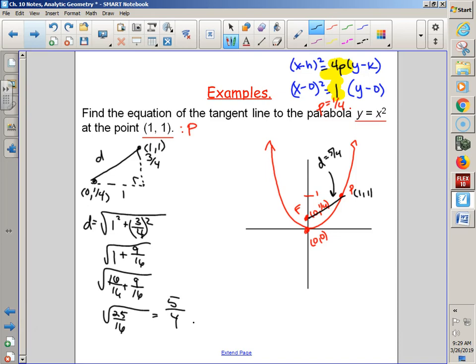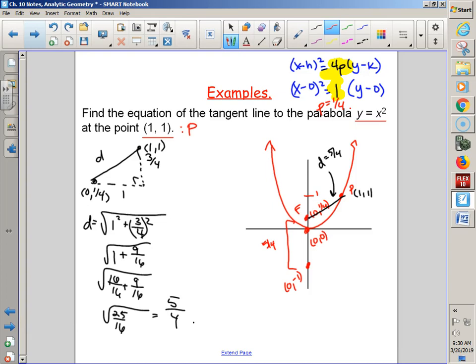Step number 1, done: distance between point and focus. Step number 2, use the D to go away from the focus. How much? 5/4. So where do I end up? 0, -1. Remember, we're going down, so the x doesn't change. It's still 0, but the y changes from positive 1/4 down 5/4. Well, what's 1/4 minus 5/4? -4/4, -1.